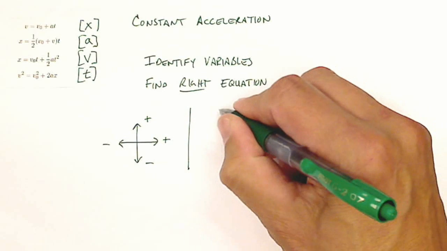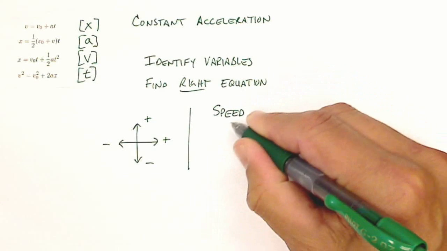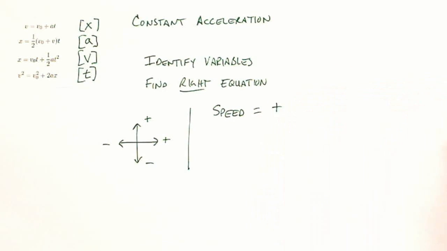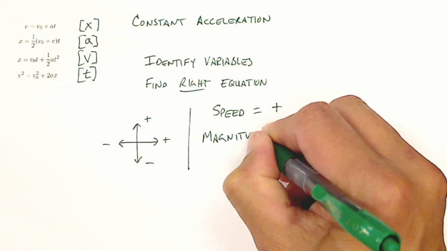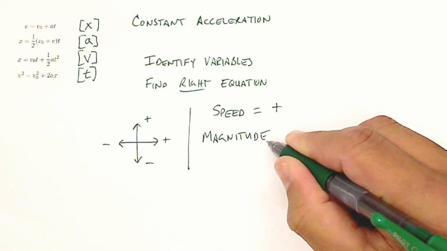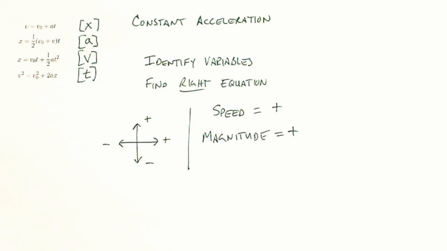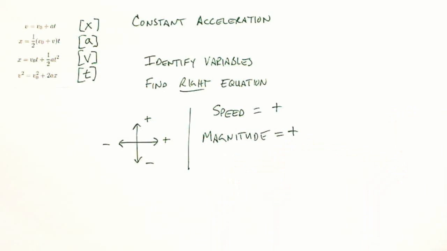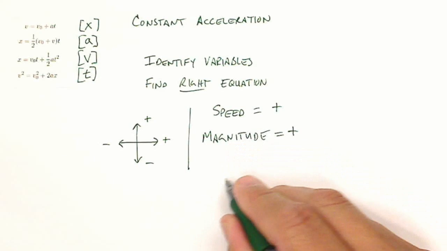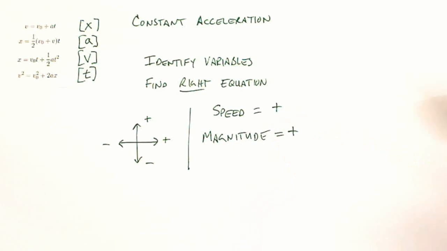The other thing is if it asks for the speed, speed is a scalar, so that's going to be positive. If it asks you for a magnitude of something, magnitude of acceleration or magnitude of velocity or magnitude of displacement, those are also positive numbers. So if it's a negative, take an absolute value. So speeds and magnitudes are positive because every vector has a magnitude and a direction, and the direction would be positive or negative, but the magnitude part is always positive.